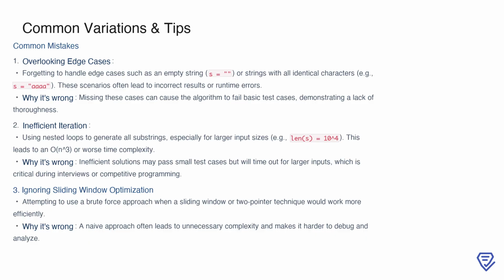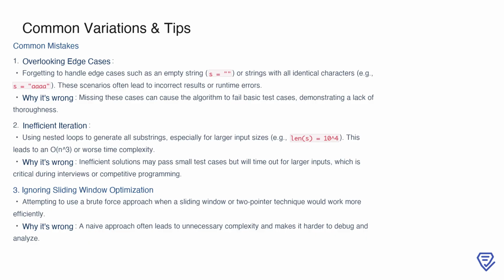It's important to handle these cases to ensure your solution is robust. Another mistake is inefficient iteration. Using nested loops to generate all substrings can drastically increase time complexity to n cubed, or worse, which becomes impractical for larger inputs, such as strings of length 10,000 or more. This kind of brute force approach may work for smaller examples but will time out on larger test cases.